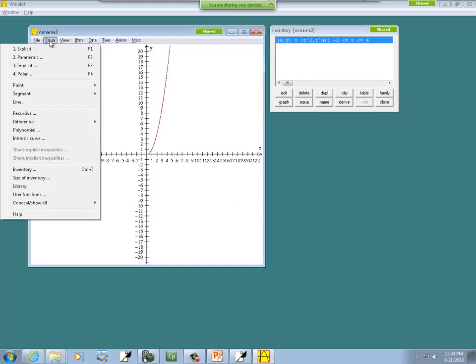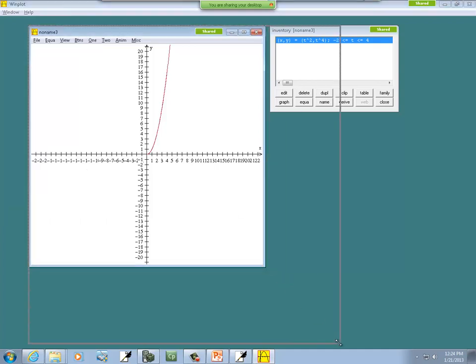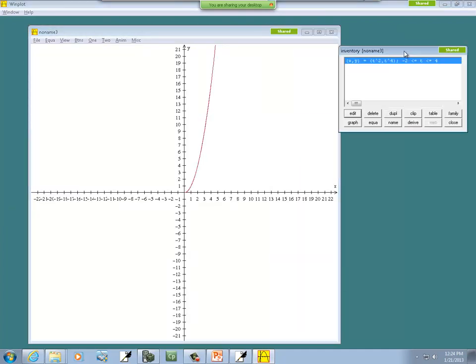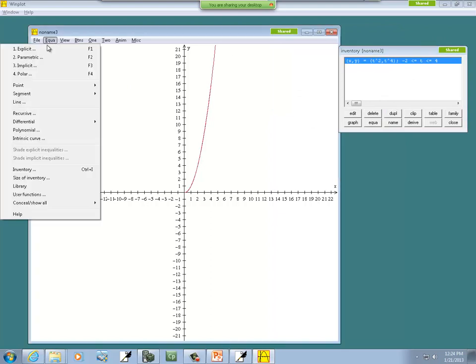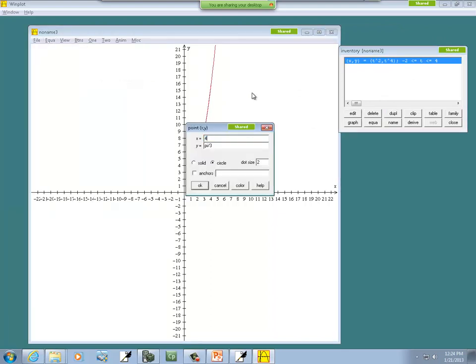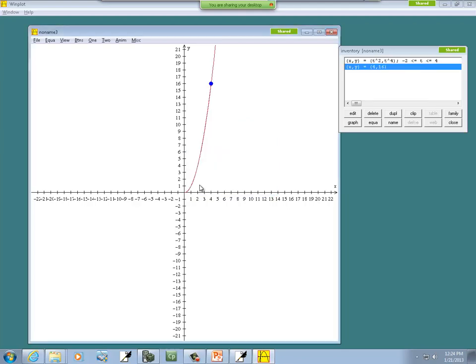And I'm going to do an equation. I wonder if I make this bigger, if you can see it a little bit better. A little bit maybe, not much. Okay, I'll do an equation, and I'll choose point, and I'll choose XY. And I'll choose (4, 16). Dot size I'll make 4, just so it's a little bit bigger, and I'll make it solid. And I'll click OK. Okay, that's what we're working at.